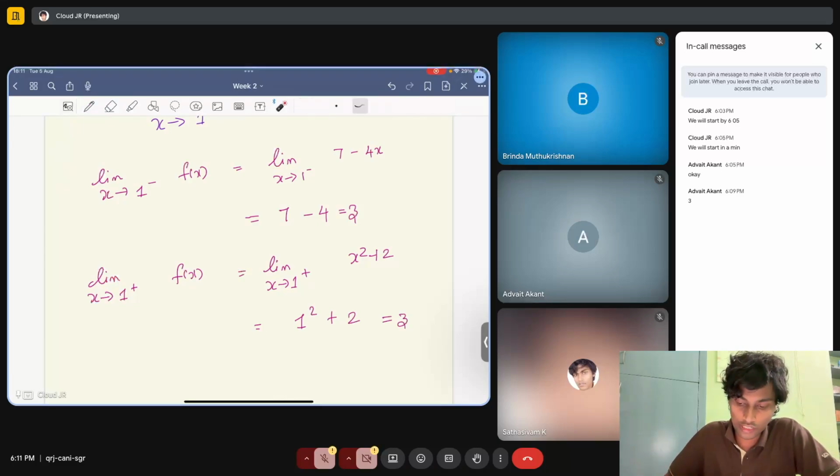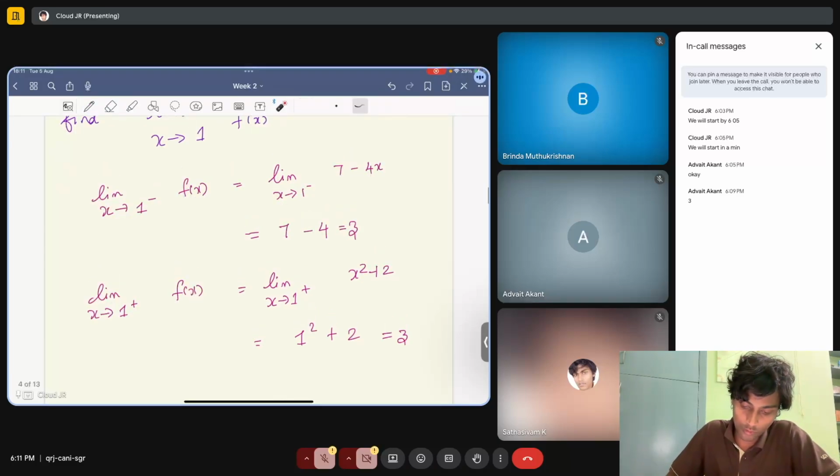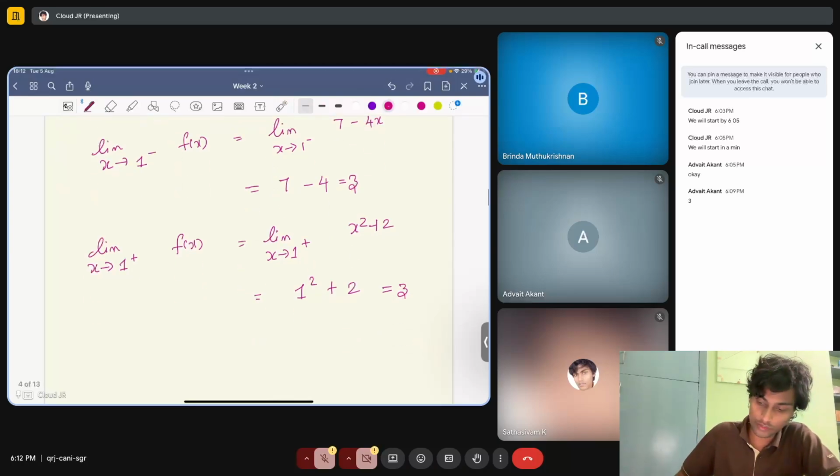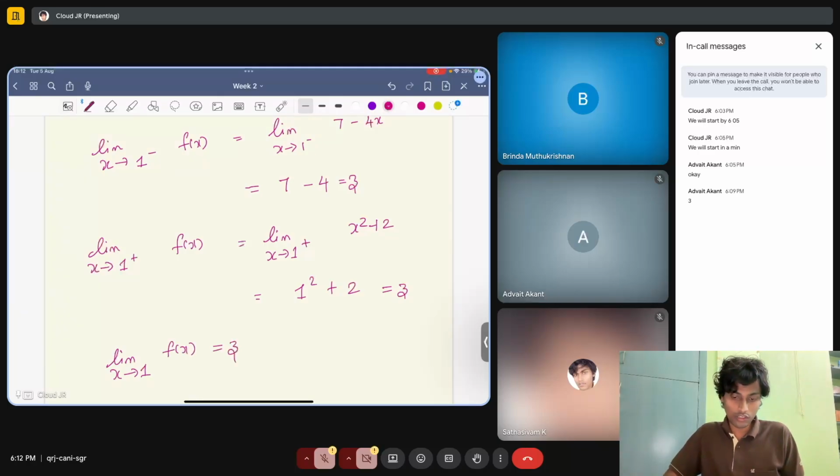So we checked both the right hand limit. So you have a 1 here, and you are coming in this direction to 1 as well as this direction. Both directions you got the same limit. Okay. So that means your limit exists and it is actually 3. So limit x tends to 1, f of x is 3.